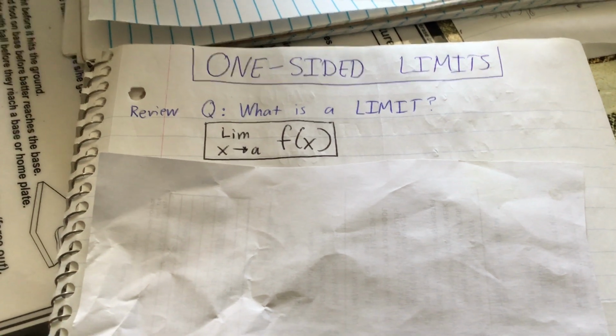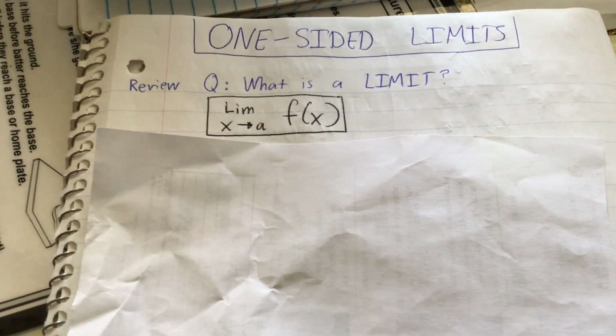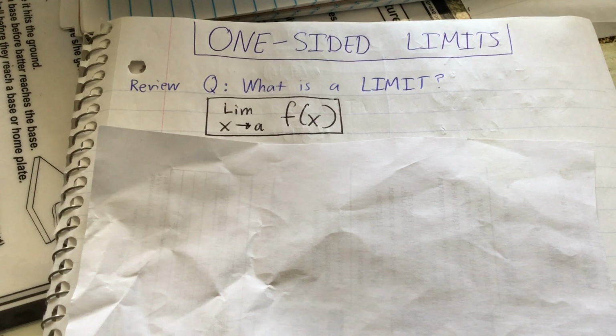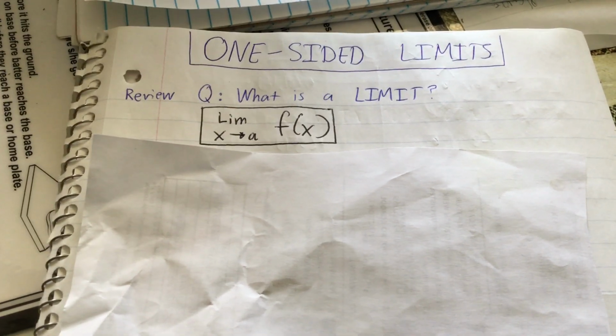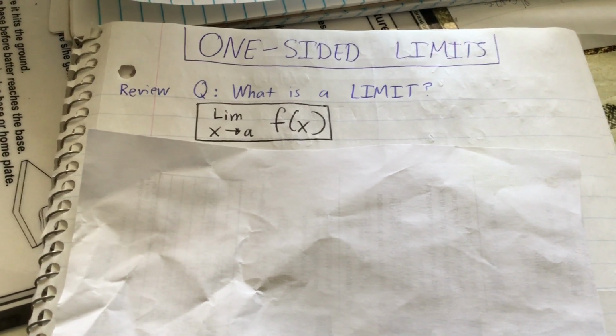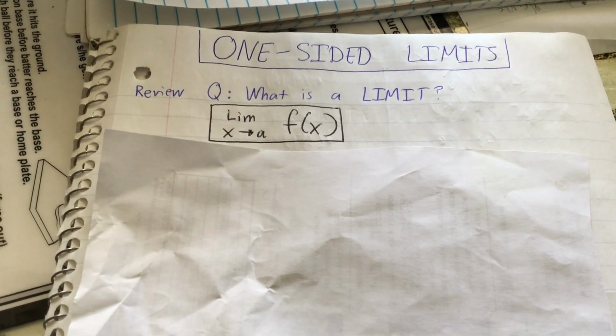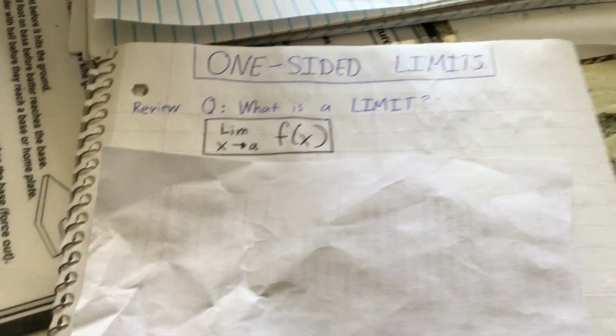Today I want to talk about one-sided limits. I might have gone over this right before the shelter-in-place took place, but I want to make sure that you guys understand limits in the most thorough way possible. So just to review, what is a limit?